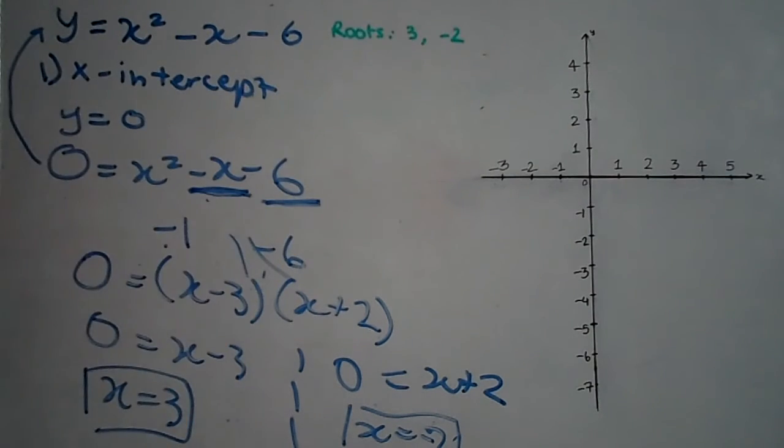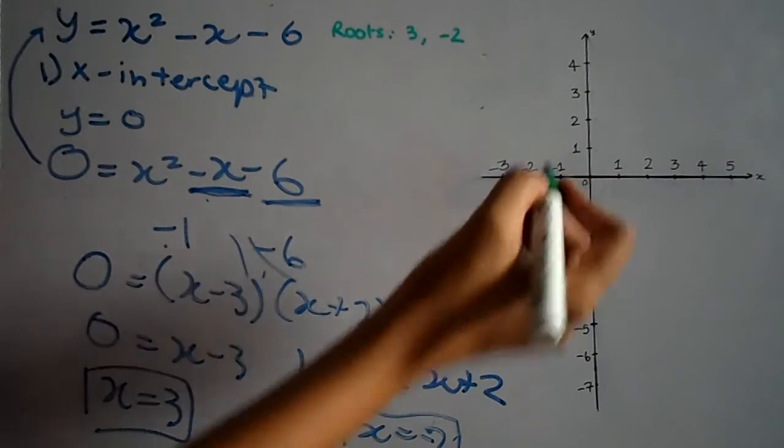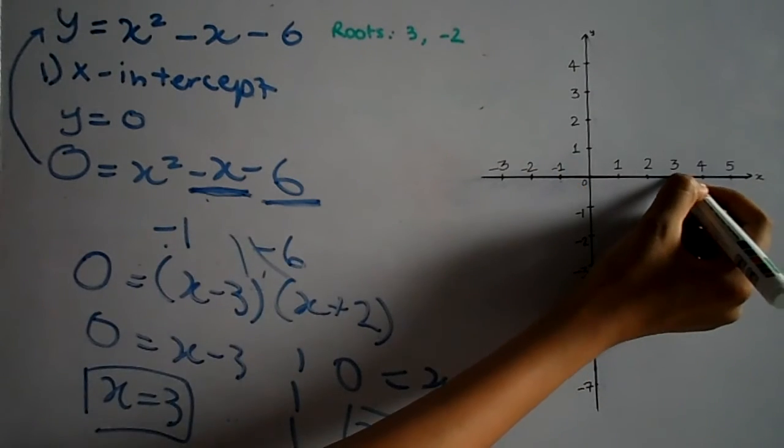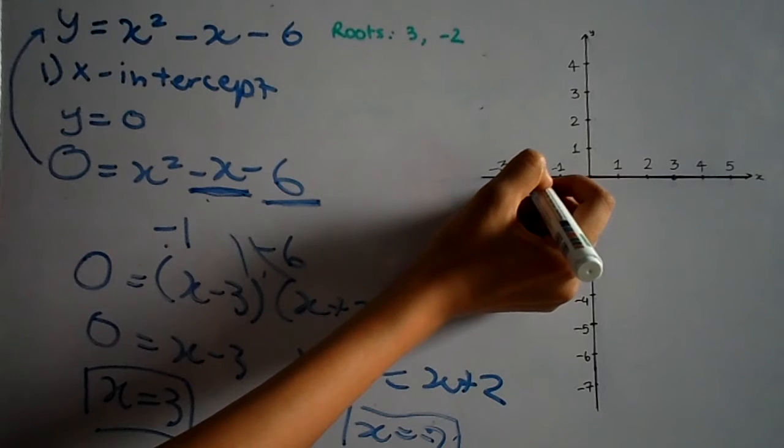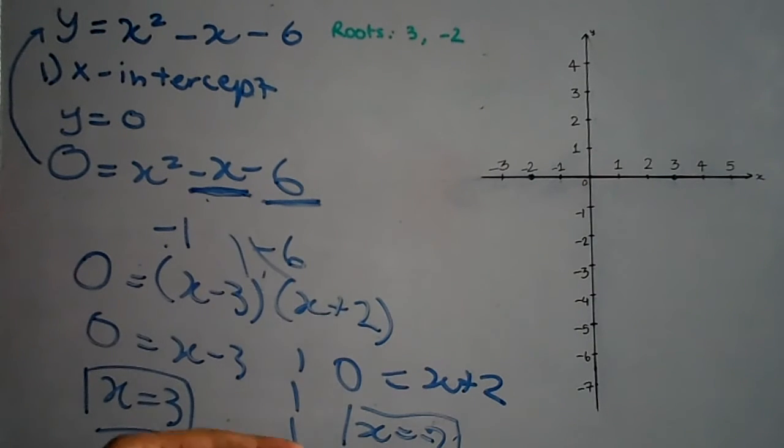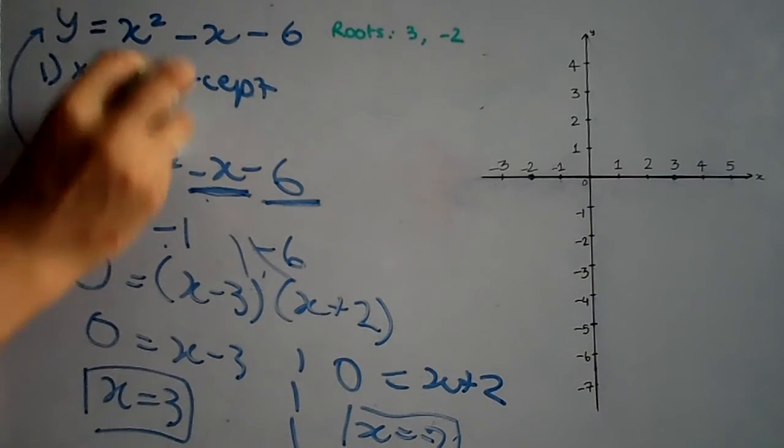Roots. We can also mark it on a little graph over here. So it is 3 and -2. So we found the x-intercept. The next thing to do would be to find the y-intercept, right?